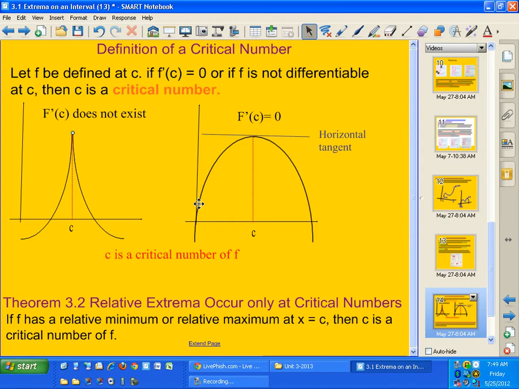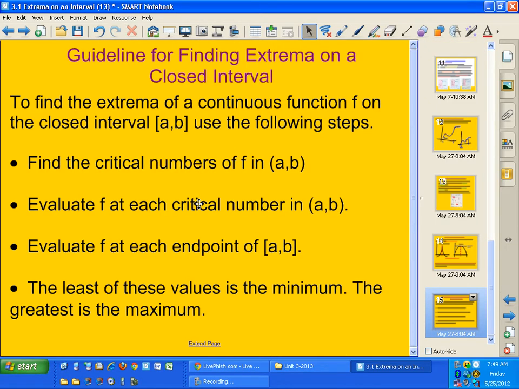So then here are our guidelines for finding extrema on a closed interval. Basically, what we do depends on whether the function is continuous on a closed interval. If the function is continuous on a closed interval, then we're going to follow these steps. We're going to find the critical numbers of f in (a, b). Finding critical numbers will be dealing with the derivative, so f prime of x equals 0. So we'll find the x values where our derivative is equal to 0.